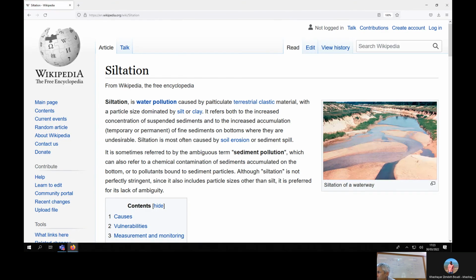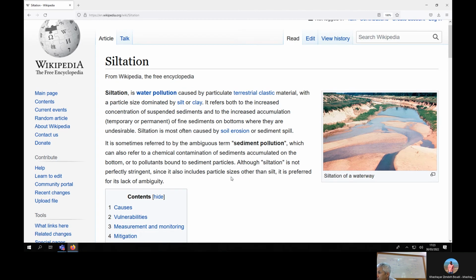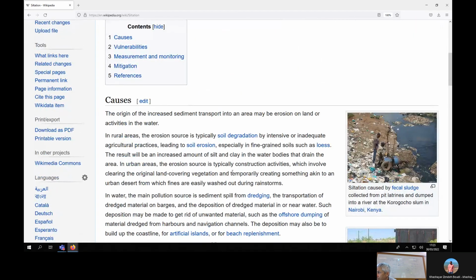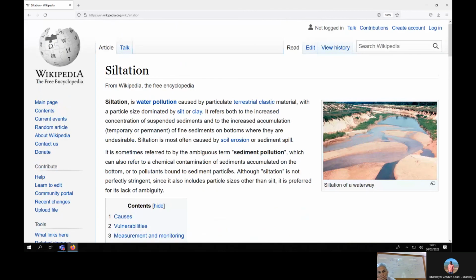Siltation is water pollution caused by particulate terrestrial clastic material with a particle size dominated by silt or clay. It refers to both the increased concentration of suspended sediments and to the increased accumulation of fine sediments on bottoms where they are undesirable. This is an example of siltation, and it is considered pollution, as you see. Yeah, because you told us in the first lesson that silt and clay absorb pollutant. Pollutant, yes, correct.